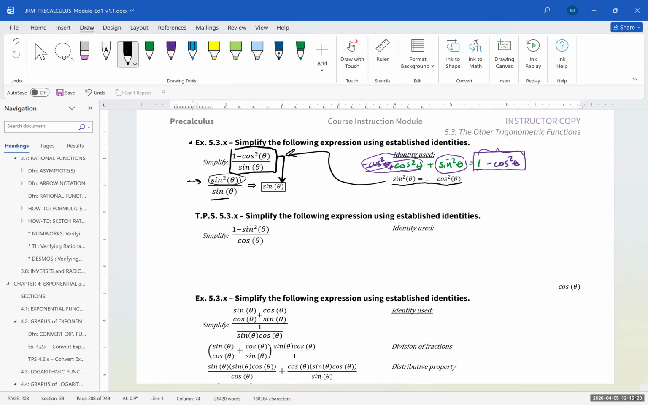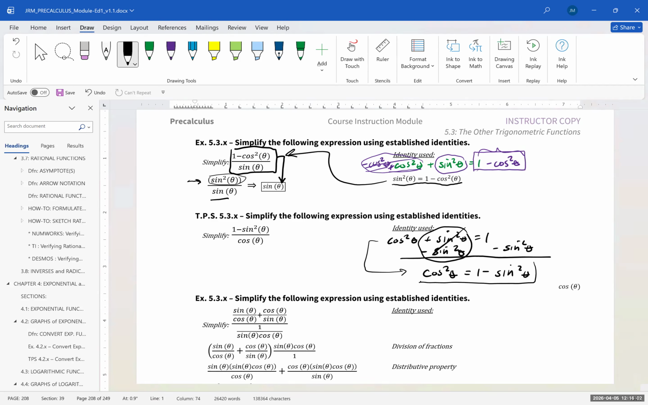Okay, we're back. This one is very similar to the last one. We are going to be using the Pythagorean identity, so that's cosine squared theta plus sine squared theta is equal to 1. But instead of subtracting cosine squared from both sides, we're going to subtract sine squared theta from both sides, and then this will add up to 0. So a different form of the Pythagorean identity is this: cosine squared is equal to 1 minus sine squared.